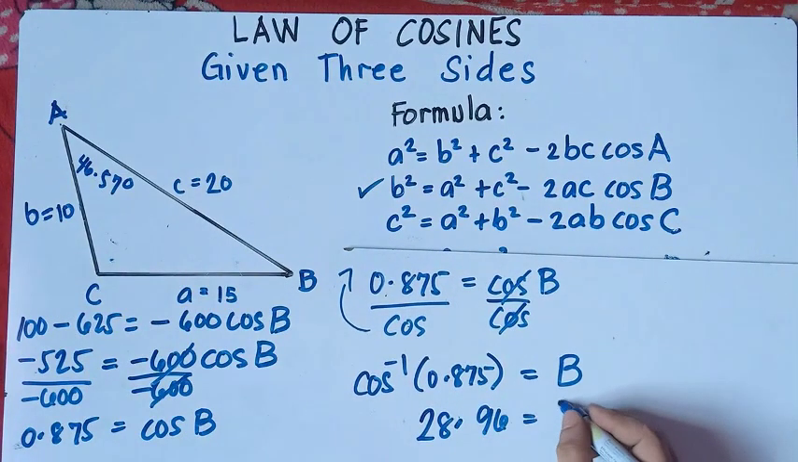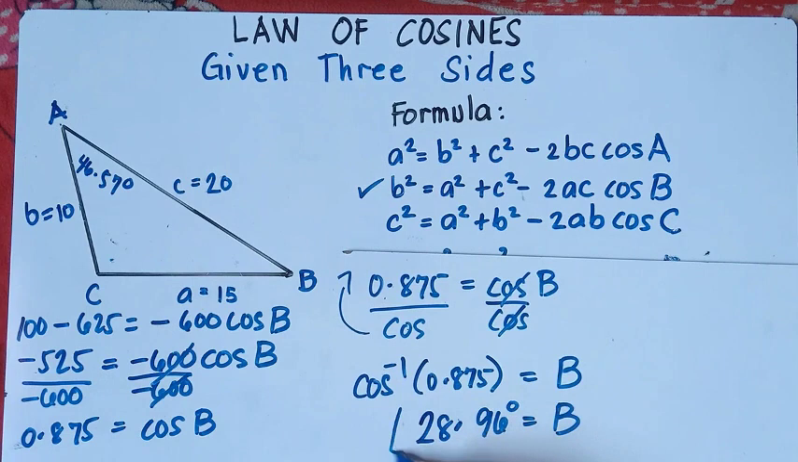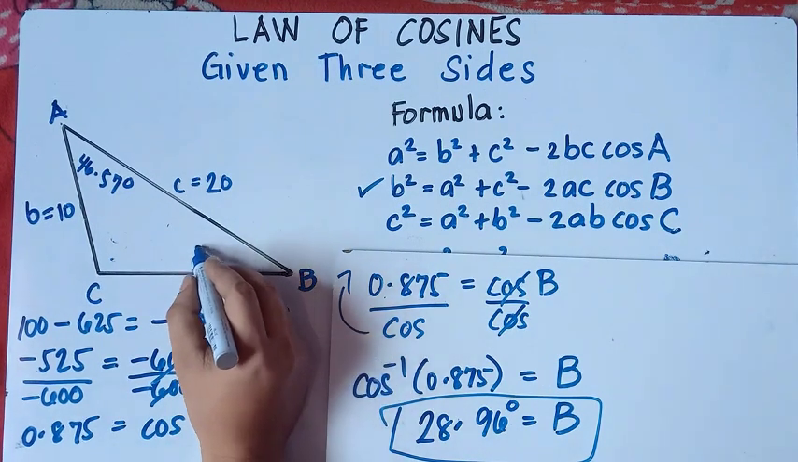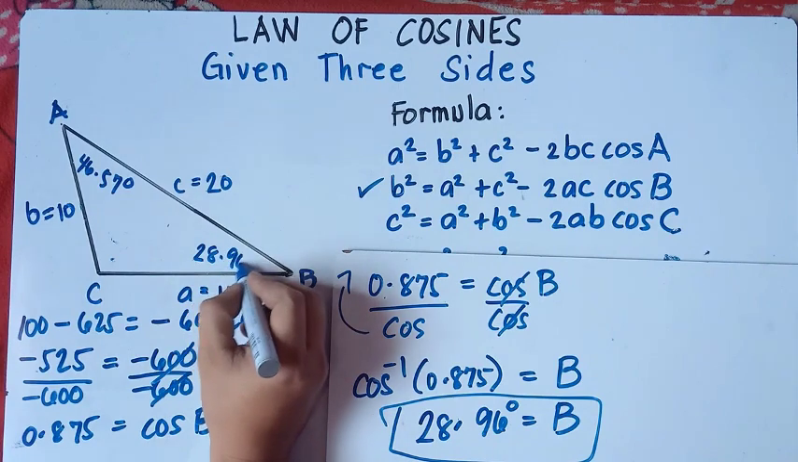28.96 is our angle B. Do not forget degrees. Alright. So we have our angle B, which is 28.96. So angle B is 28.96 degrees.